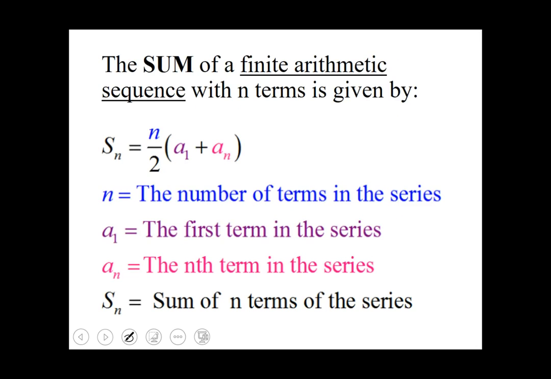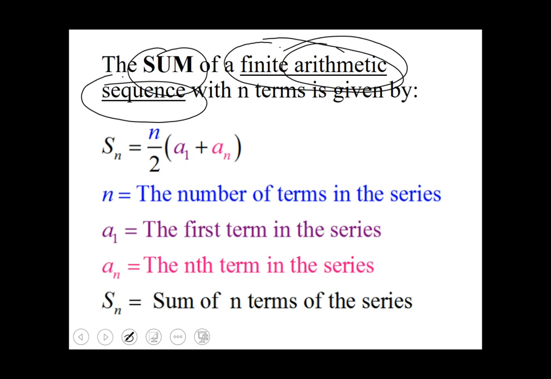This is yet another new formula, so I suggest you write this down. You are only allowed to use this in a very particular case, when you are finding the sum of a finite arithmetic sequence. Finite means there has to be a clear start and a clear end, and arithmetic meaning it has to be something that is linear. So it only works in that specific case.